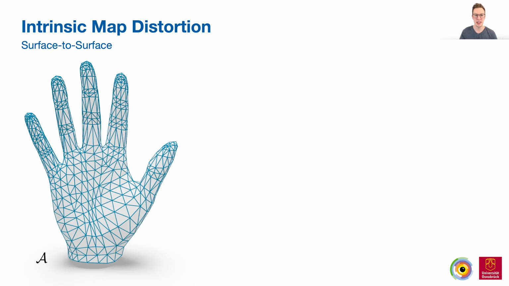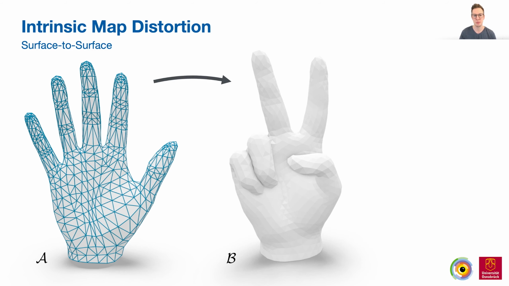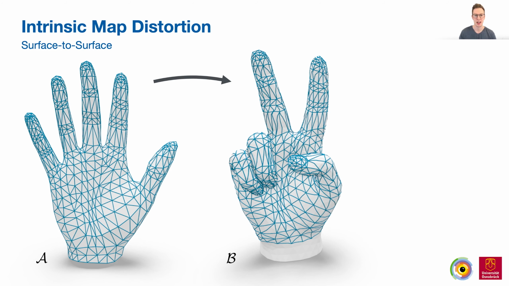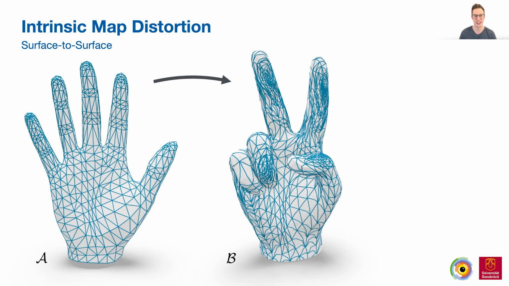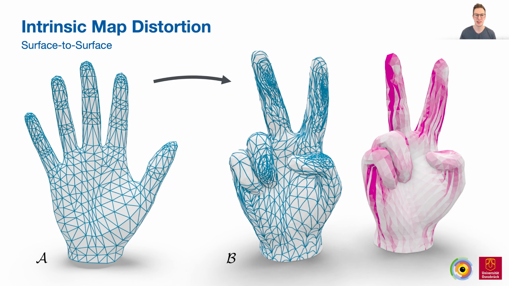So let's imagine that our surface A is made of some stretchable material, like an elastic glove that we want to fit to surface B via our map. So while this map here looks pretty decent, this one does not. It appears distorted. We can quantify this distortion by looking at how much each little piece of material needs to stretch or shrink when going from A to B. And this is called intrinsic mapping distortion. Here we visualized it as a heat map.